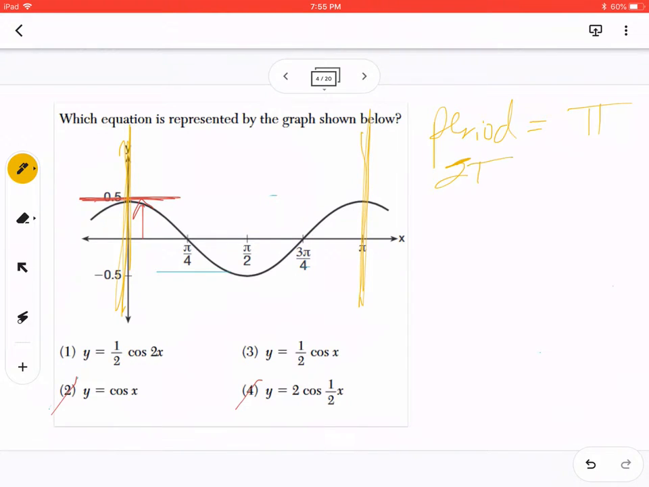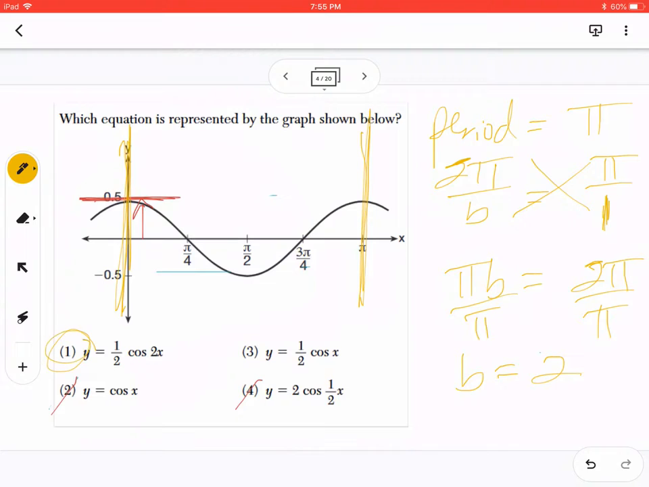We know the formula for the period is 2 pi over b, and this is equal to pi over 1. We're going to cross multiply to solve this proportion. Pi times b is equal to 2 pi times 1, which is 2 pi. To get b alone, divide by pi on both sides of the equation. b equals 2, making our answer choice 1.